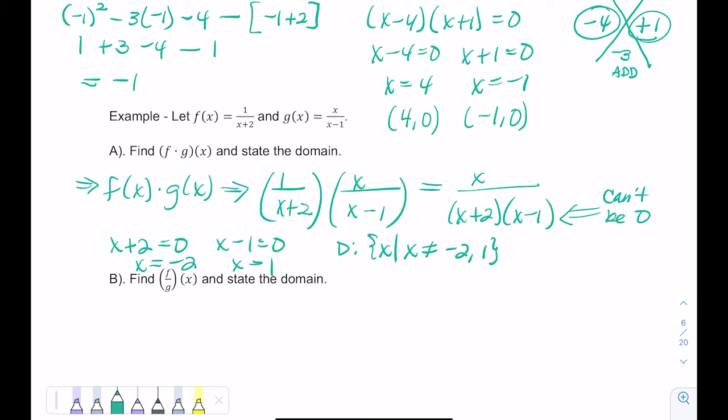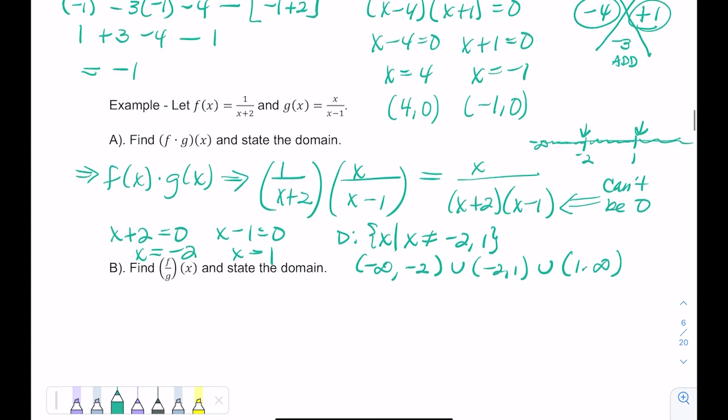If we're looking at interval notation, think of a number line with -2 and 1 on it. So those are the bad numbers. So x can go from -infinity to -2, but it can't equal -2. It can go from -2 to 1, but it can't equal -2 or 1. And then it can go from 1 to infinity. So that's how you would express your domain in interval notation.